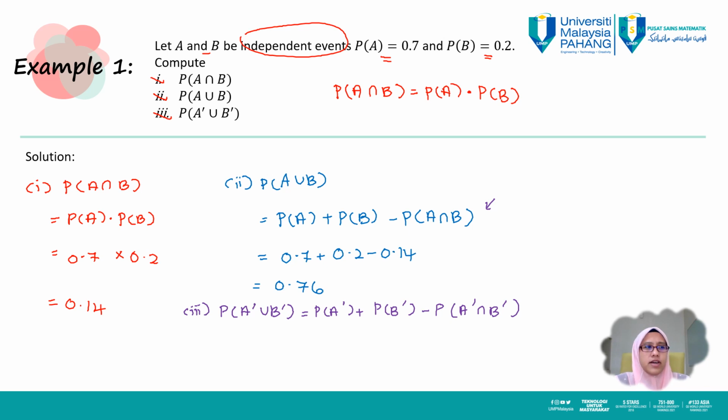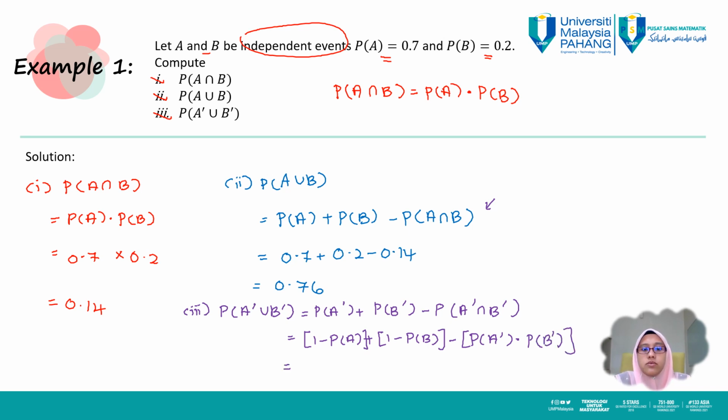Okay, so how to find P(A prime)? P(A prime) is equal to what? 1 minus P(A), plus P(B prime), which is equal to 1 minus P(B). And how to calculate P(A prime intersect with B prime)? That means we are going to find P(A prime) multiplied with P(B prime).